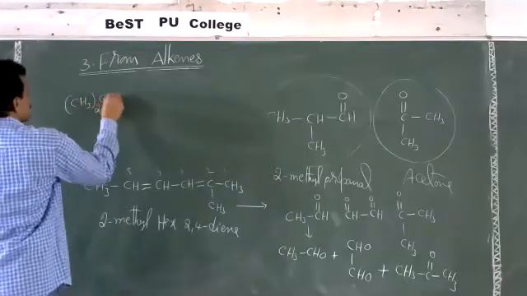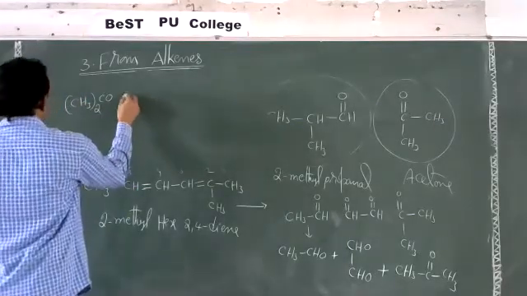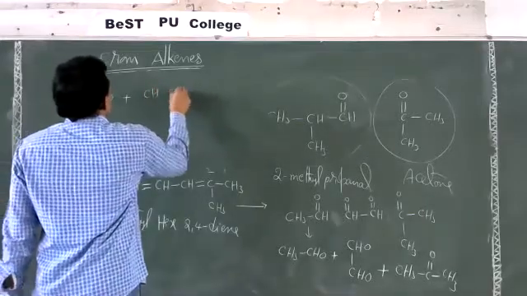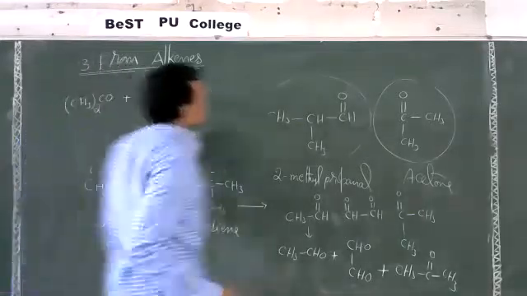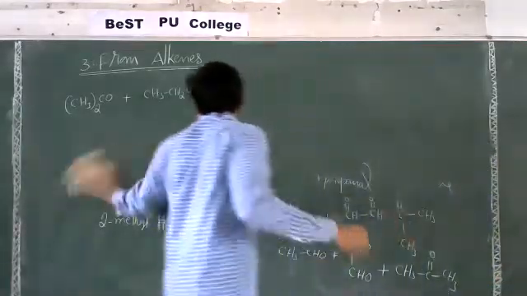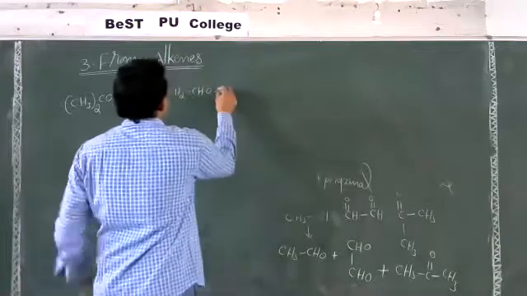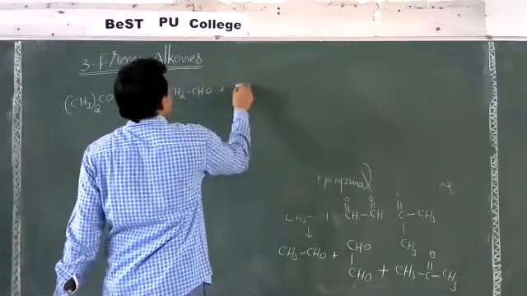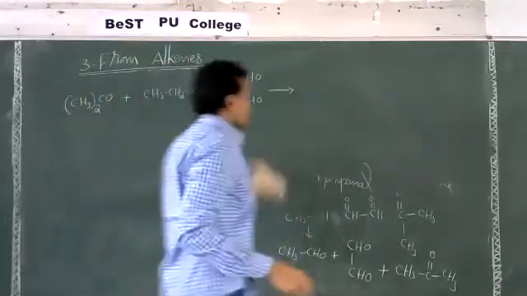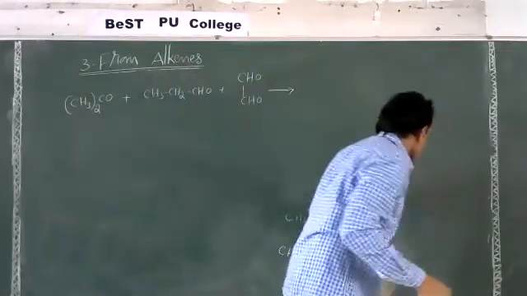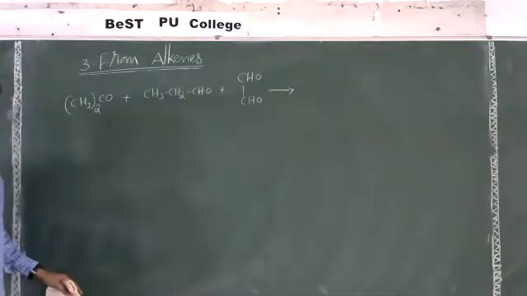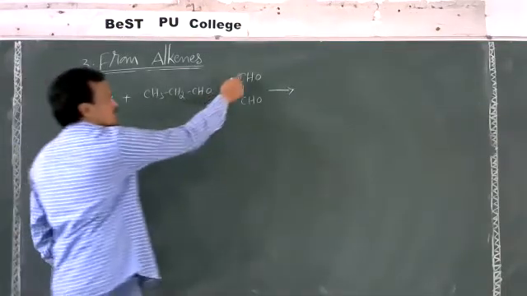CH3 taken twice CO plus CH3CH2CHO. These are the two ozonolysis products, and one more also I'll use here, plus CHO single bond CHO. So these are the ozonolysis products of an alkene. So I want the corresponding alkene. So two CHO groups are there.